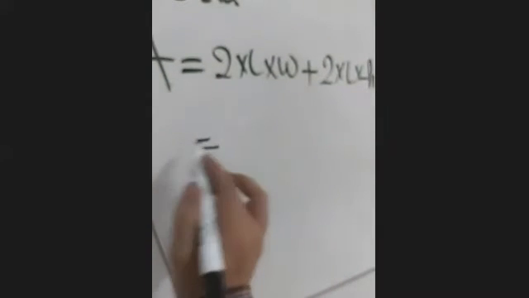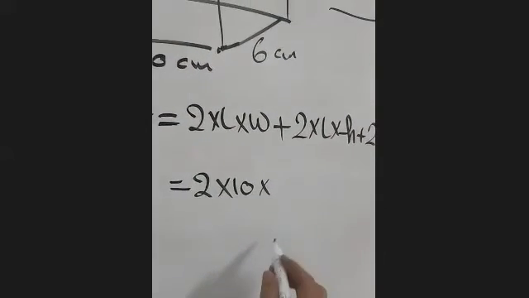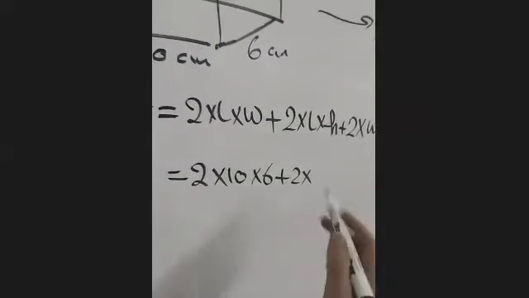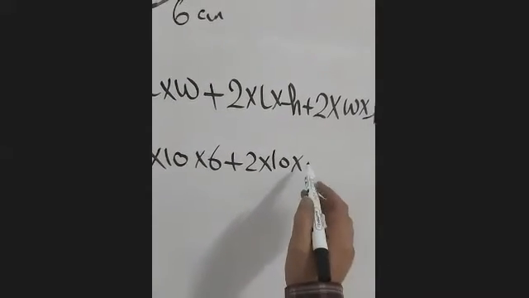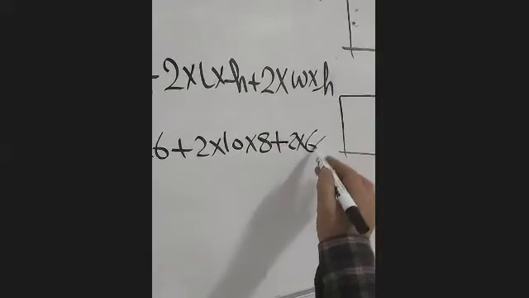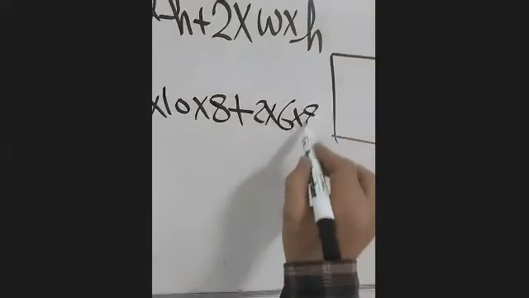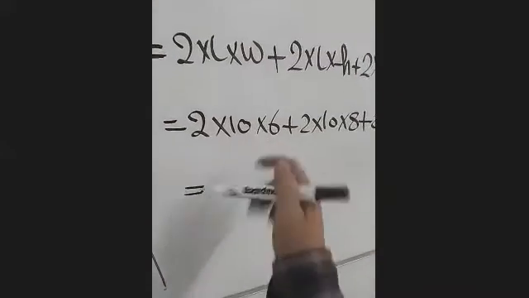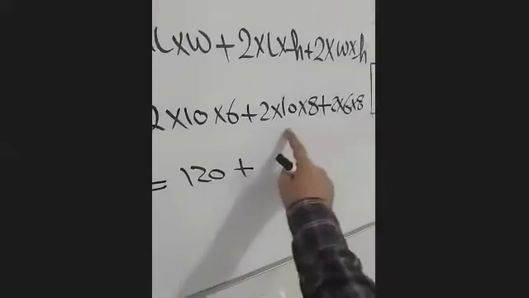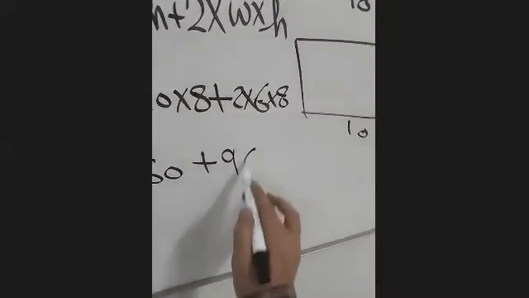Replace: equals 2 multiplied by the length, how much? 10 centimeters, multiplied by the width 6, plus 2 multiplied by the length again 10 multiplied by the height 8, plus 2 multiplied by the width 6 multiplied by the height 8. Come on, 8, not 10. Multiply then add. Here 20 by 6 is 120. 20 by 8 is 160. 12 by 8 is 96.